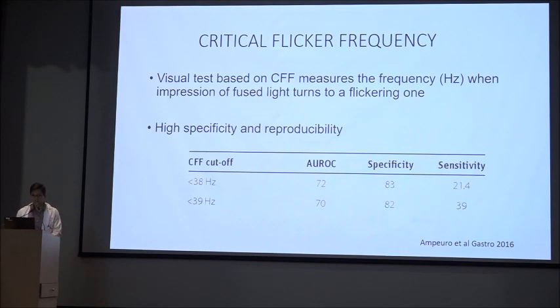Now another test which has actually been validated quite a few times is the critical flicker frequency. The critical flicker frequency is a visual test which measures the frequency at which the impression of a fused light turns into a flickering one. What has been shown is that a cutoff of nearly 39 Hz has a higher sensitivity and specificity for diagnosing patients with minimal hepatic encephalopathy.